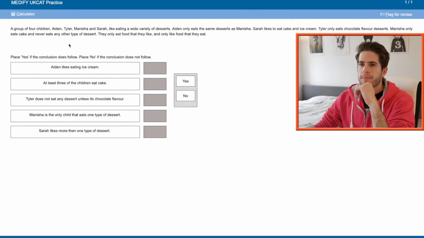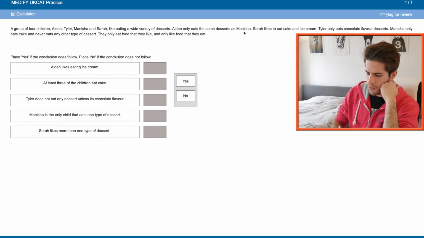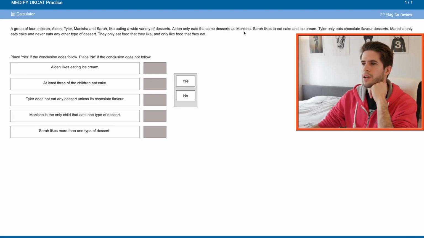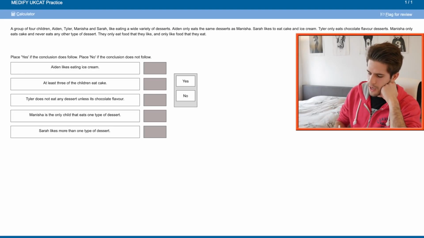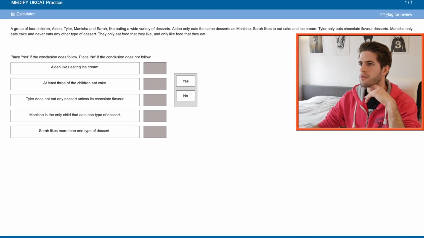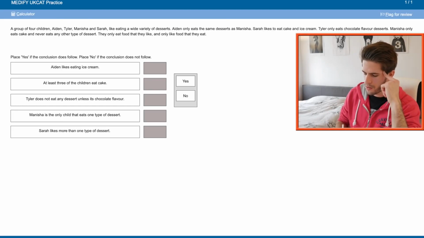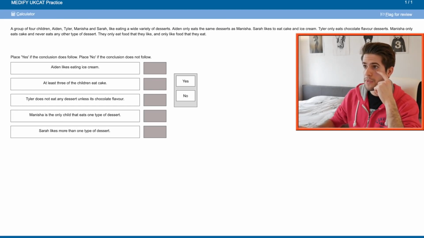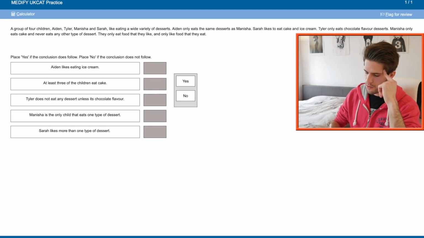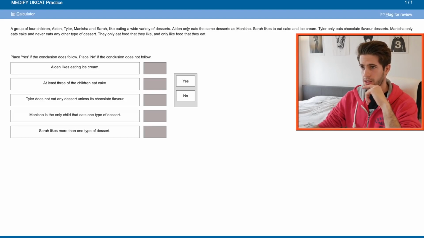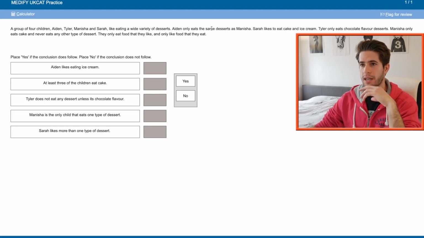A group of children, A, T, M, and S, like eating a wide variety of desserts. Aiden only eats the same desserts as Manisha, so I'm just going to write down A equals M, just to help myself keep track. Sarah likes to eat cake and ice cream, so S arrow C, S arrow IC for cake and ice cream. Tyler only eats chocolate-flavored desserts. Tyler, chocolate, CH. Manisha only eats cake and never eats any other type of dessert. Manisha only cake. And since Manisha and Aiden eat the same dessert, then Aiden only eats cake as well.